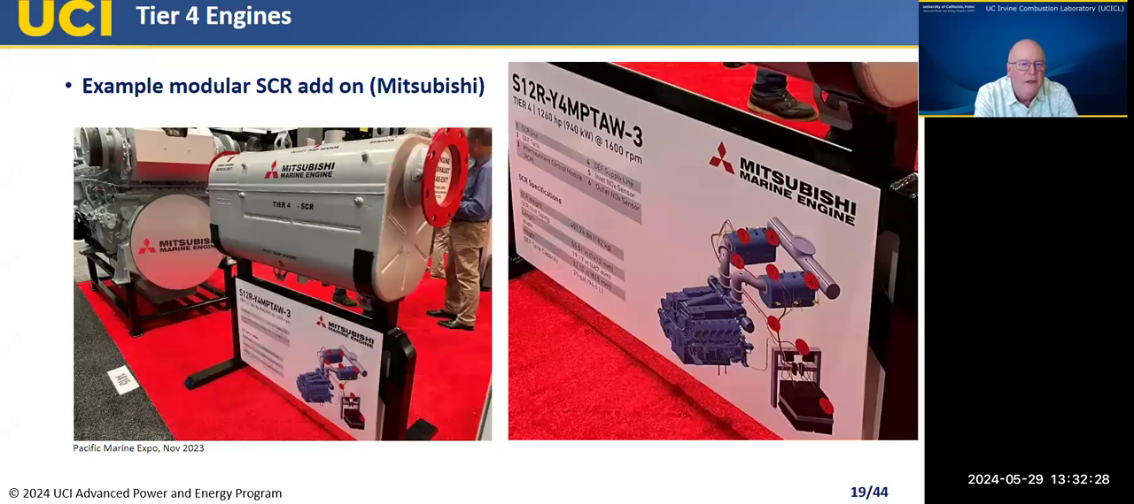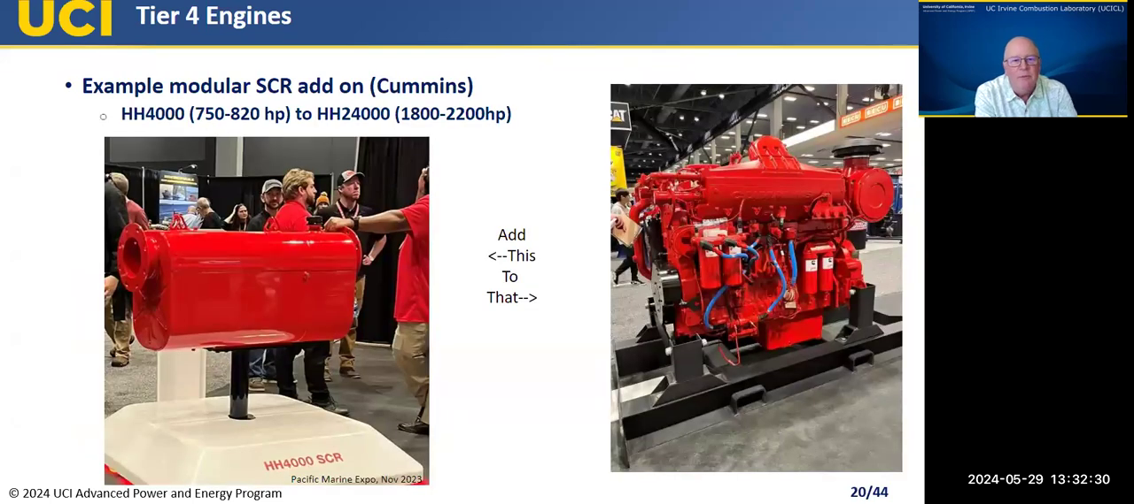The next slide shows a similar example for Cummins. All right, there's their HH4000 SCR. This is their smallest SCR unit, right? But the idea is to take the engine that you would have on the right and otherwise add the SCR onto it, and that'll take care of your NOx, but maybe not good enough for the PM. So next slide.